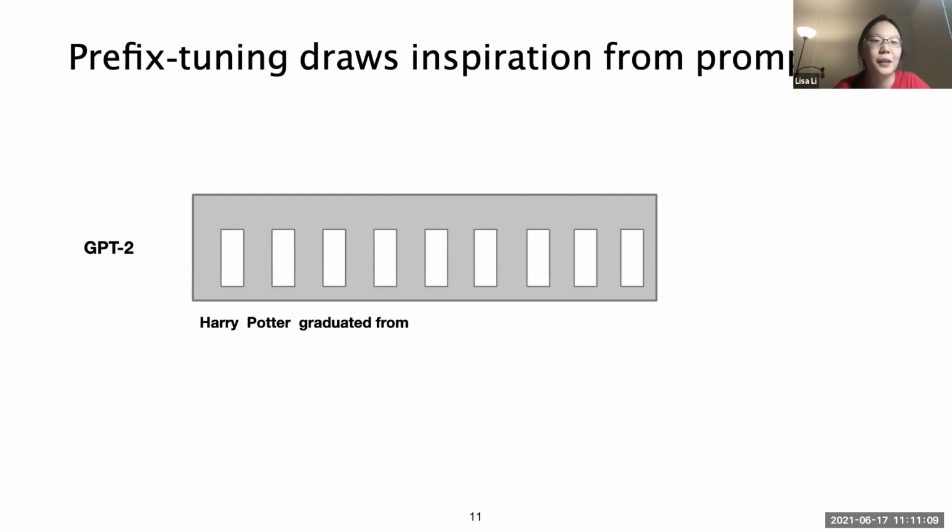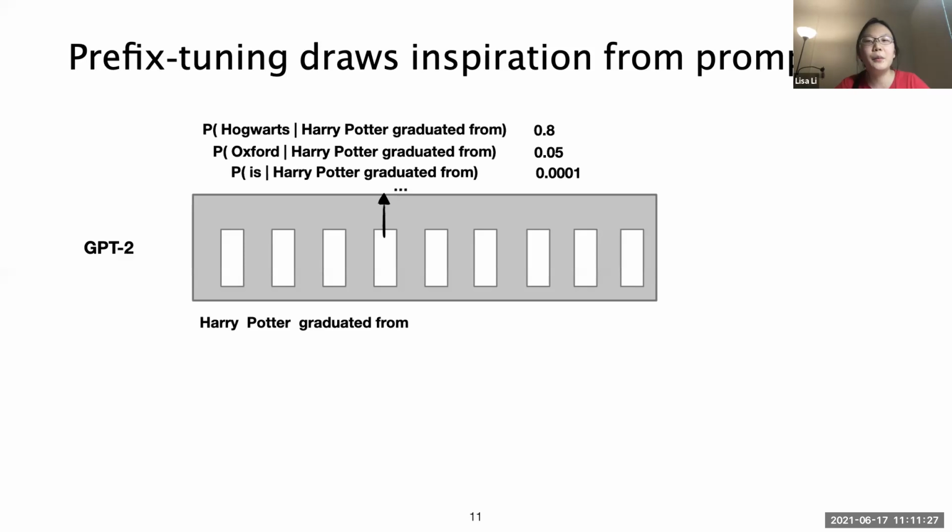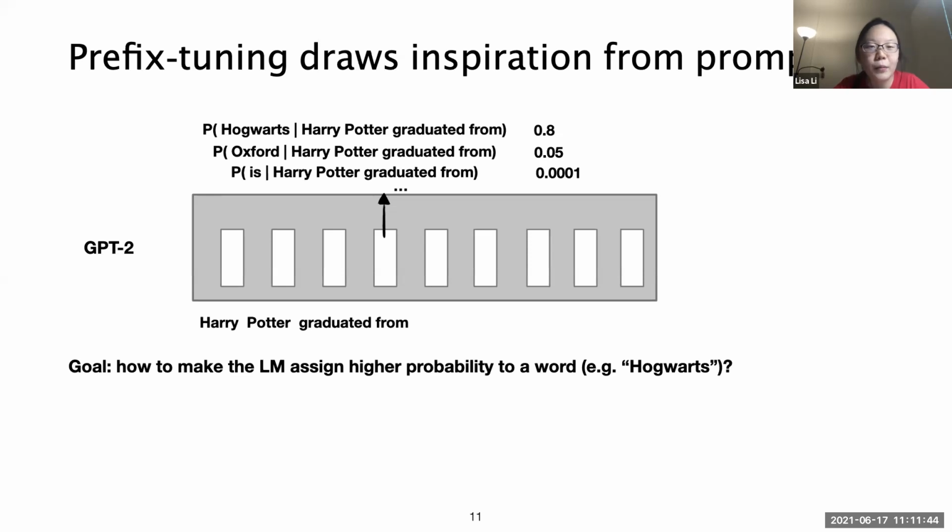So from a high level, prefix tuning draws inspiration from prompting. Assume that we have a pre-trained GPT-2 model. The basic functionality is to compute next word probability given previous words. For example, Harry Potter graduated from blank, and the language model will compute this next word distribution. It will assign high probability to Hogwarts, lower probability to Oxford, and very low probability to "is", because it's not grammatical. Our goal now is to make the language model have high probability of generating a particular word, like Hogwarts.